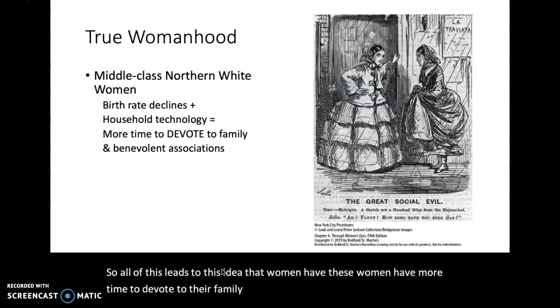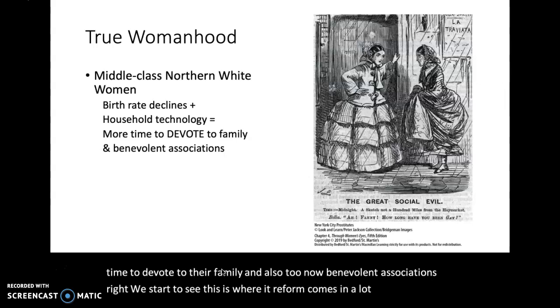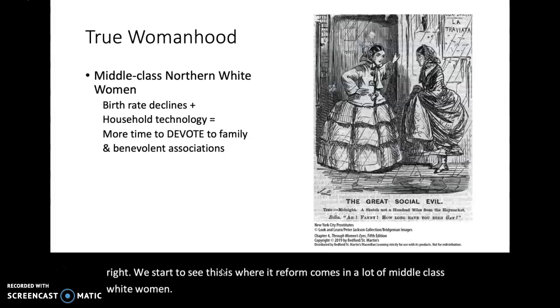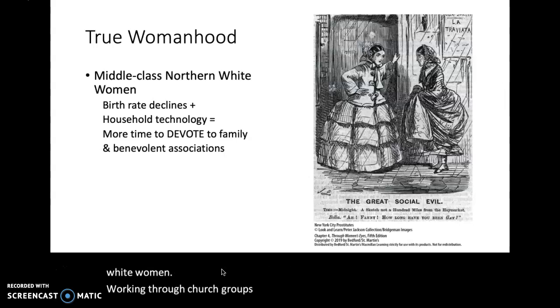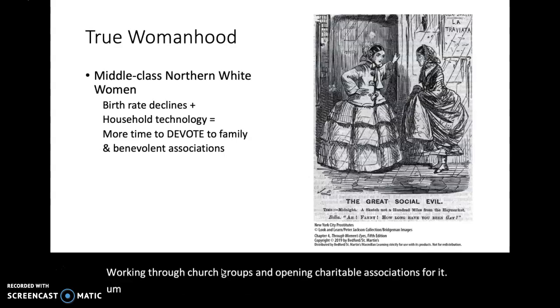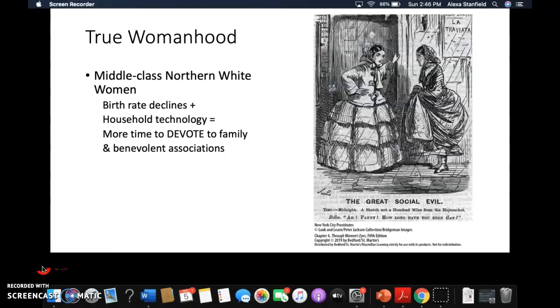and also to now benevolent associations, right? You start to see this is where reform comes in. A lot of middle-class white women working through church groups and opening charitable associations for lower class women or women who are not religious. And they are focusing on helping and uplifting these poor and unsaved people.